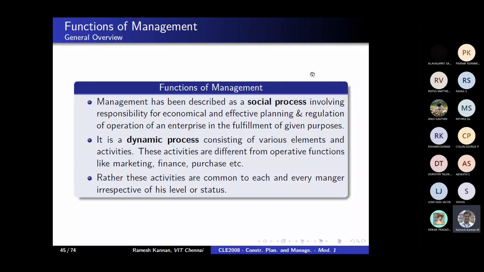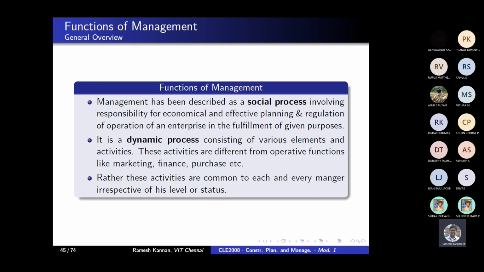Functions of management. Actually, management is pretty much an interrelated process. It looks into the actual process to execute a particular activity or task to achieve the overall objective, and also into interpersonal skills, like the manager and subordinates relationship. So that is considered a social process. As mentioned, it is the social process involving responsibility for economical and effective planning and regulation of operation of an enterprise and organization in the fulfillment of the given purpose or objective. That's basically the importance or significance of management.